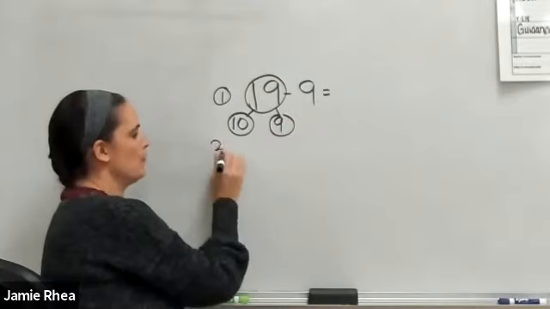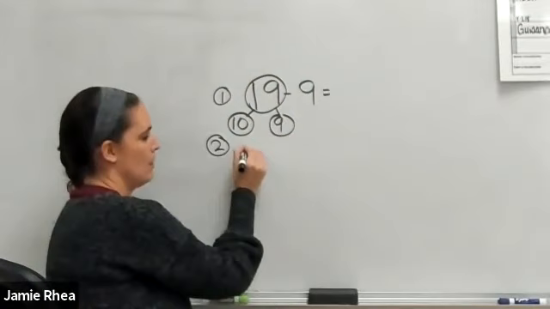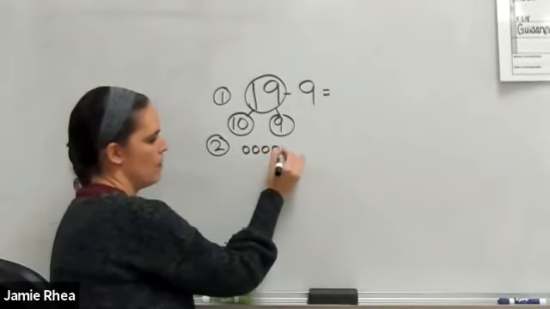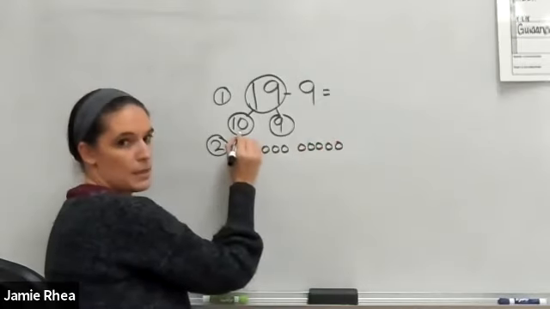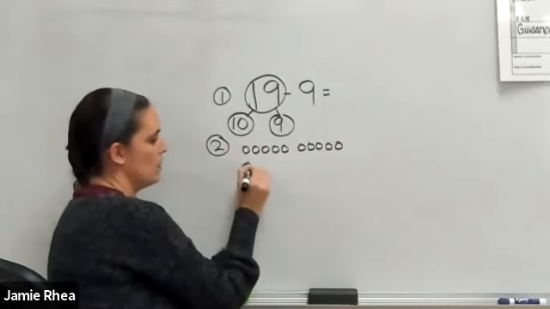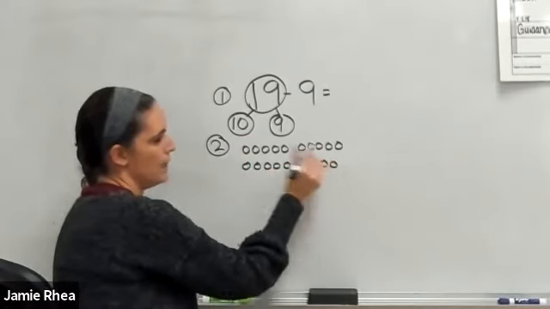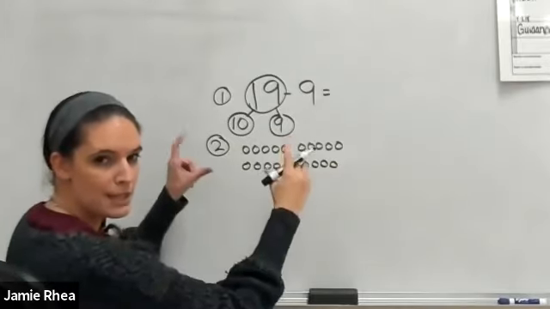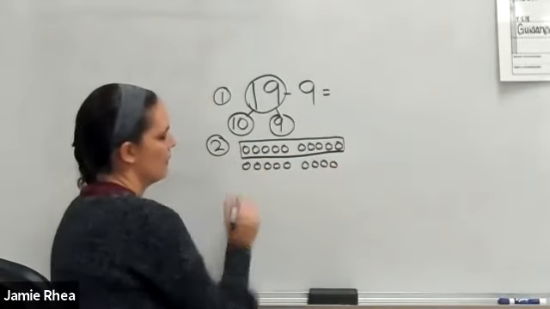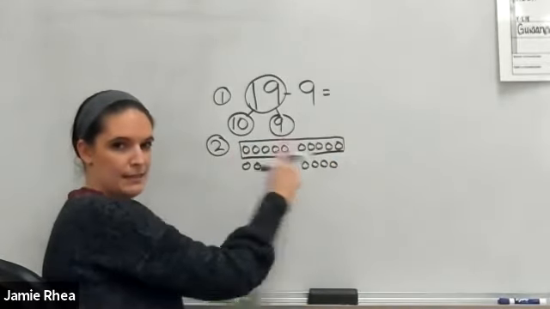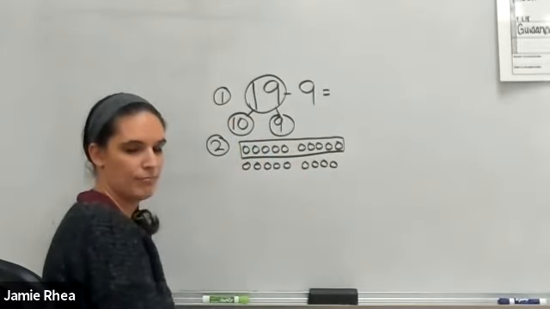Step 2, draw it out. 1, 2, 3, 4, 5, 6, 7, 8, 9, 10. There's my 10. I'm going to draw 9. 1, 2, 3, 4, 5, 6, 7, 8, 9. Here's my 9. I'm going to take a picture of that 10 and frame it. 10 and 9 make 19. Step 3.